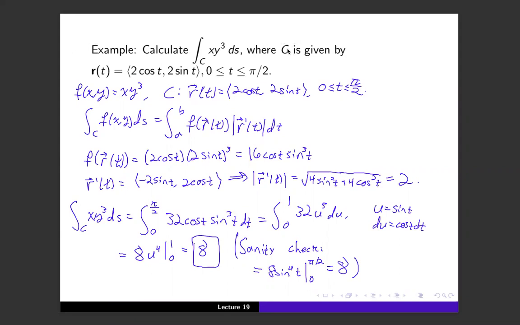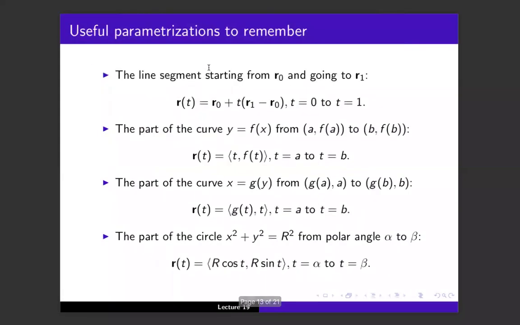All right, so anyways, some common parameterizations that will be useful for us. If you want to take a line segment starting from R0 and going to R1, the best way to do that is r of t equals R0 plus t times (R1 minus R0). Notice if you plug in t equals 0, you get R0, and t equals 1 gives you R1. So that's a useful parameterization.